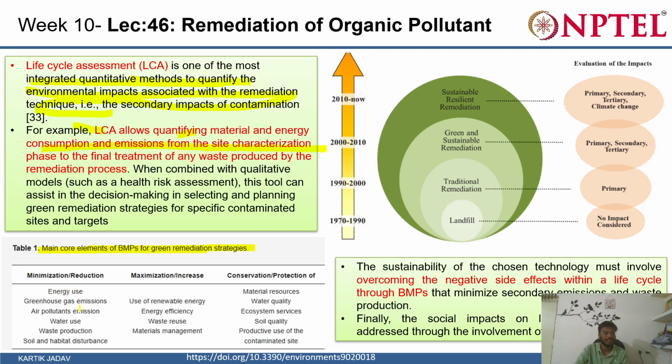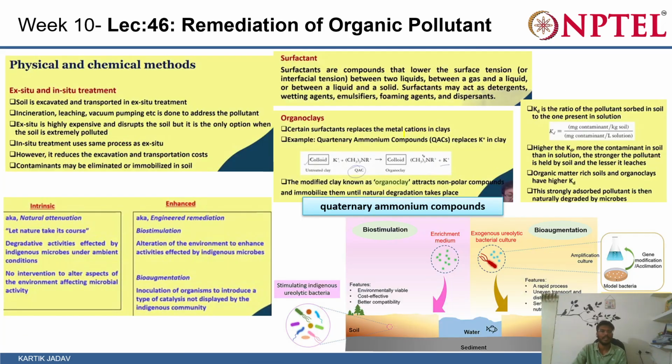Basically, in terms of energy use, greenhouse gas emissions, air pollutant emissions, water reuse, waste production, and soil habitat disturbance, it all gets minimized if we implement green and sustainable remediation technology. However, it also maximizes use of renewable energy, energy efficiency, waste reuse, and materials management. And here are certain conservation and protection parameters that it focuses on. That's why it is very important to consider sustainable resilient remediation technology development as well as its implementation for long-term sustainability.